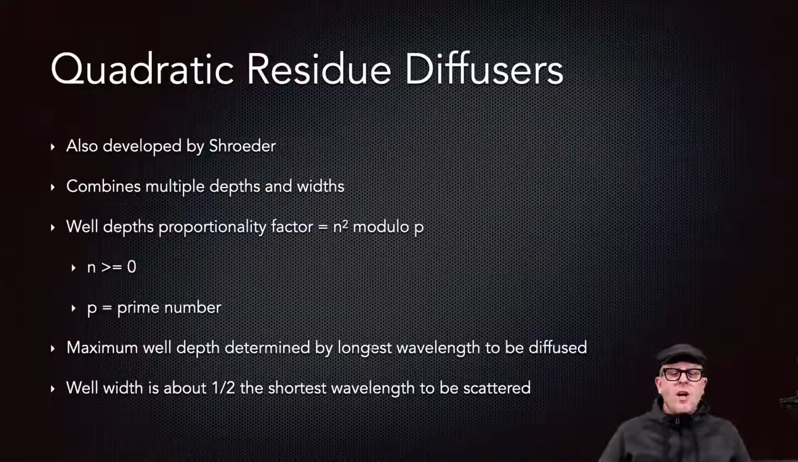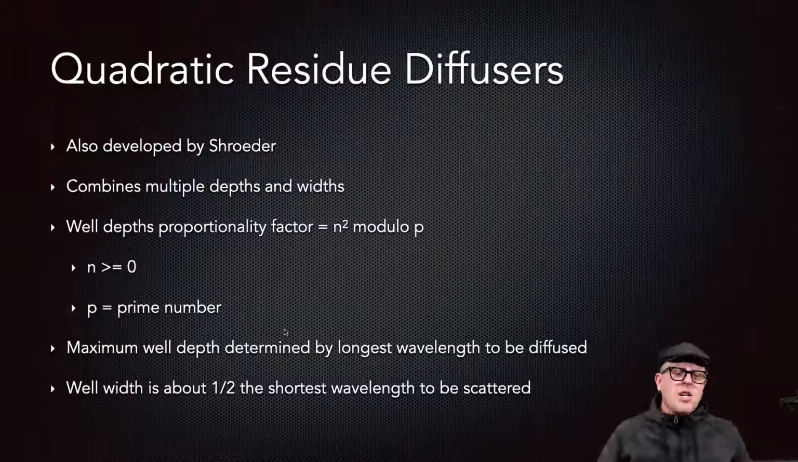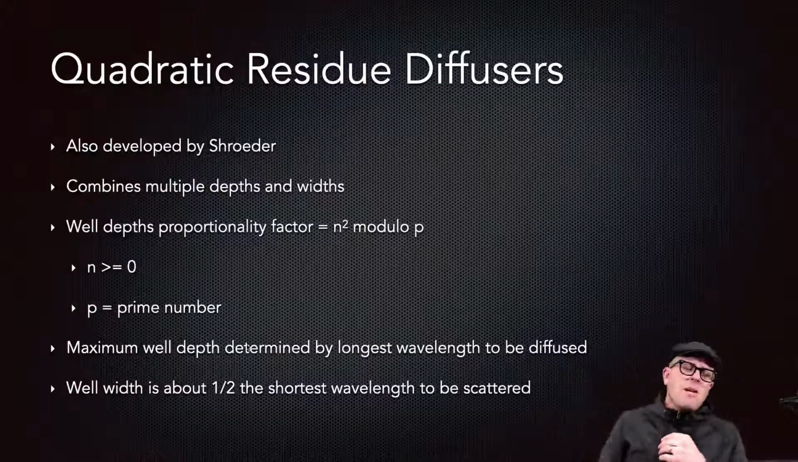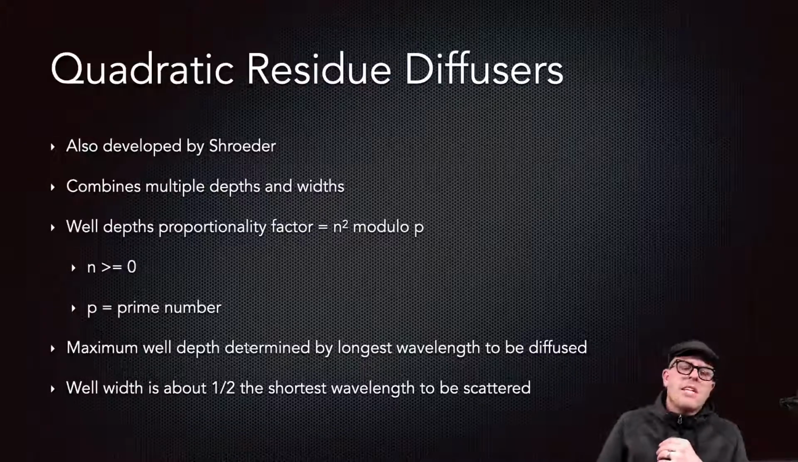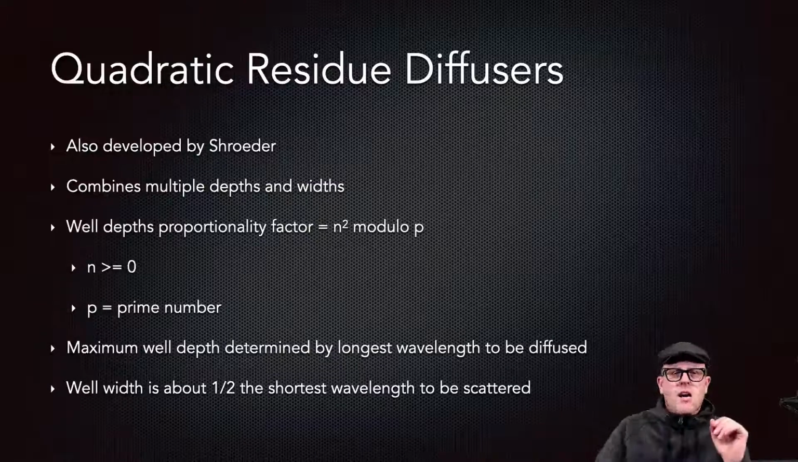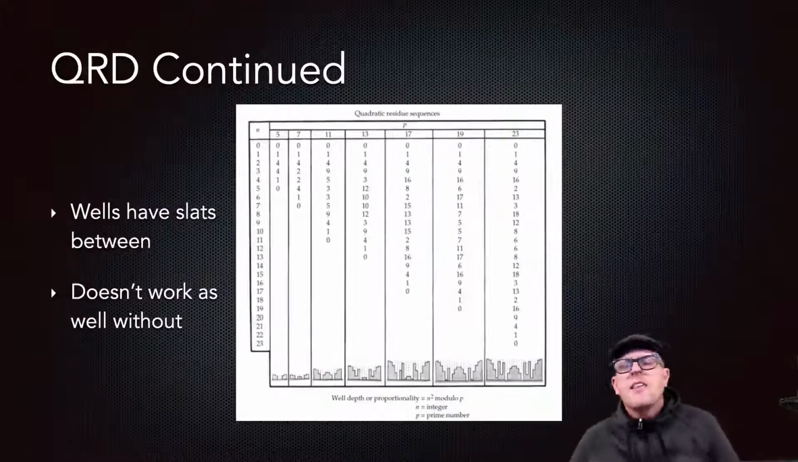I didn't quite say how deep it should be. The maximum well depth is determined by the longest wavelength to be diffused, and the well width is about half the shortest wavelength to be scattered. There are calculators online that you can use to figure this out. But what we really care about is this plot, which is basically the one shown in the book.